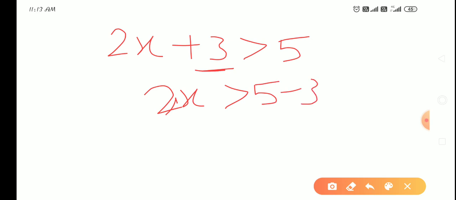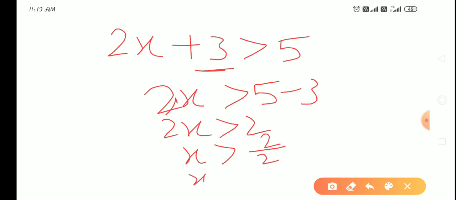A positive term will become a negative term on the other side, and a negative term will become a positive term on the other side, and the number which is in multiplication with the variable will go in division. So 2x is greater than 2. Now 2 is in multiplication, I am taking this left hand side 2 to the RHS, so it will go in division, 2 by 2, and x is greater than 1 will come. So the number which is in multiplication with the variable will go in division to the other side, and the number which is in division will go in multiplication to the other side.